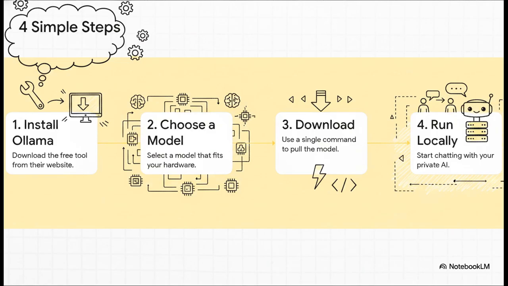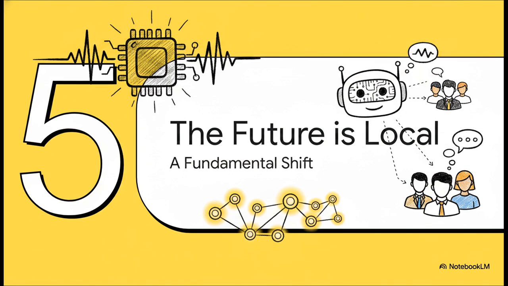And the team behind Ollama has made getting started incredibly easy. It's really just 4 simple steps. First, you install the free tool from their website. Second, you browse their library and choose a model that fits your hardware. Third, you use one single simple command to download it. And finally, that's it. You're ready to start chatting with your own private AI. So, this is no longer just some niche hobby for developers. Not at all.